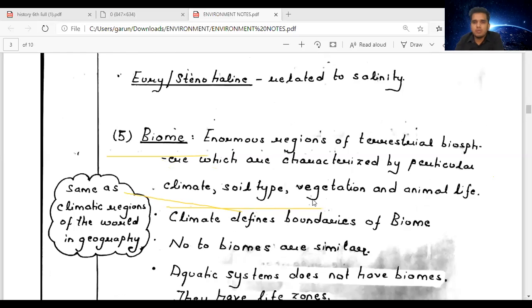Climate, soil type, vegetation, and animal life. Climate defines the boundaries of a biome.